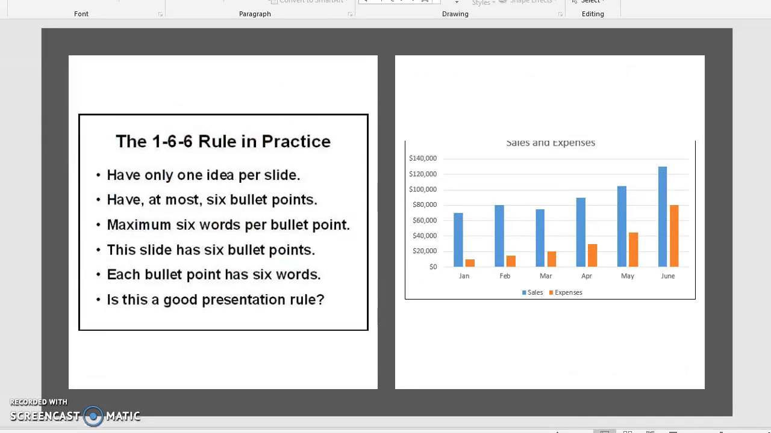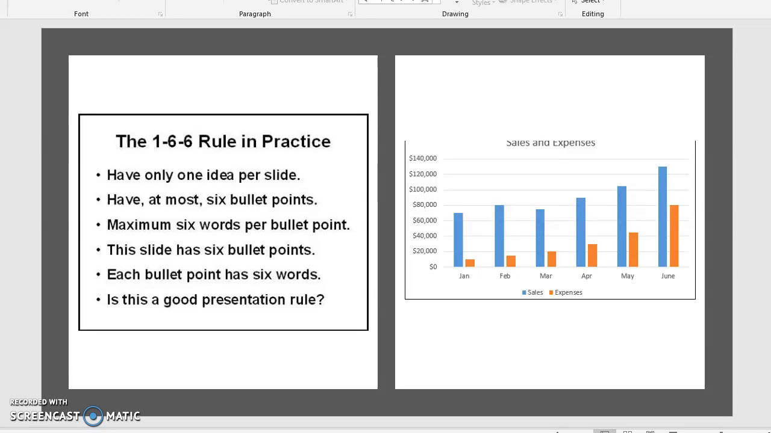On this slide, you can see how to effectively use both bullet points and bar charts in your presentation. On the left, you can see an example of what is called the 1-1-6 rule put into action. This rule states that you only have one idea per slide, a maximum of 6 bullet points per slide, and at most 6 words per bullet point.